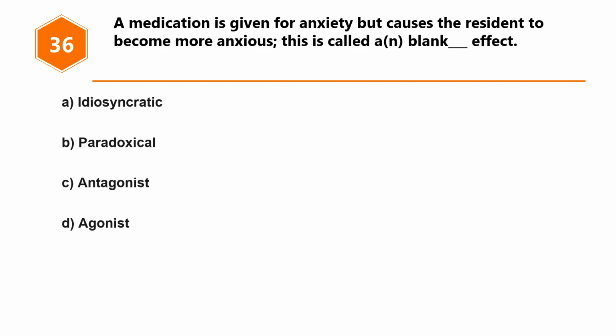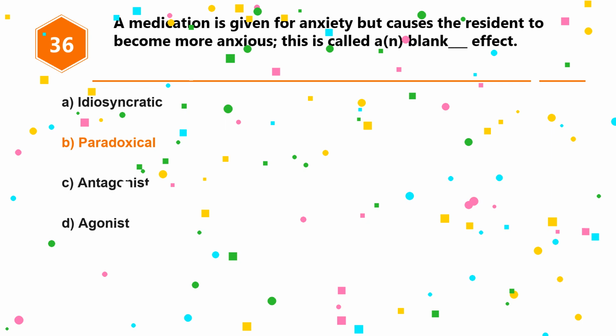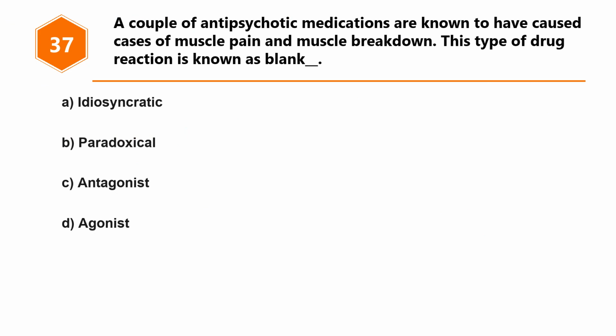Question 36. A medication is given for anxiety but causes the resident to become more anxious. This is called an blank effect. Option A. Idiosyncratic. Option B. Paradoxical. Option C. Antagonist. Option D. Agonist. The correct answer is option B. Paradoxical.